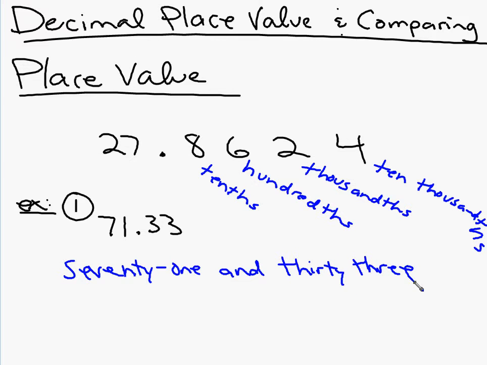So let me just stop right there before I give you the final answer. You always just say this number. If it's 33, you say 33. If it's 384, you say 384. Okay? What you put on the end is this last place value. So we would say 71 and 33 hundredths. Okay? 71 and 33 hundredths. Let's do another one.